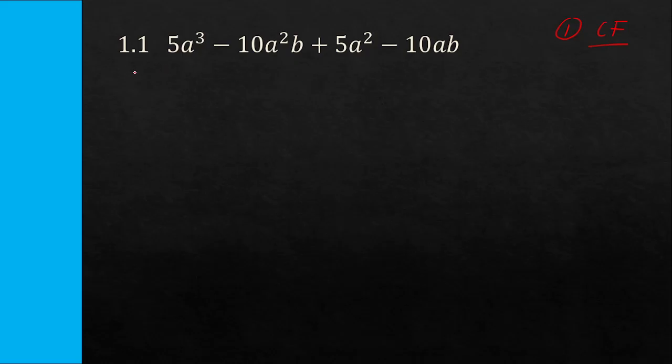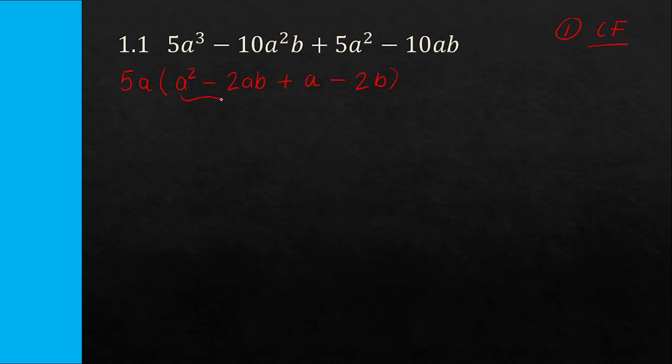So let's take a look. So all of them have the coefficient factor of 5 and a like that. So let's go and divide it into each term. A squared minus 2ab plus just a minus 2b. Okay, so something looks good here.